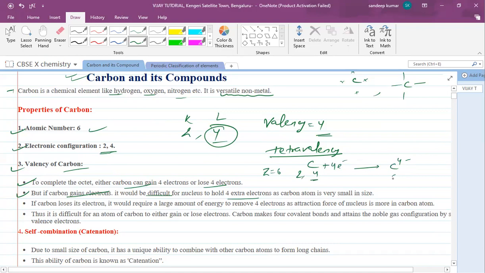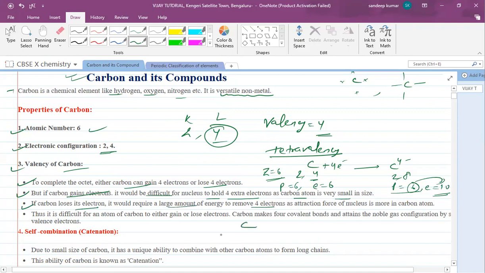C4 minus, 2,8. Here, if you see, as the atomic number is 6, the number of protons is 6, and electrons are also 6. But here, the number of protons will remain fixed, that is 6, but electrons are how much? 2 plus 8, 10. Here 6 protons cannot hold these 10 electrons. So if the carbon gains 4 electrons, it would be difficult for the nucleus to hold 4 extra electrons, as the carbon atom is very small in size. Similarly, if carbon loses its electrons, it would require a large amount of energy to remove 4 electrons.